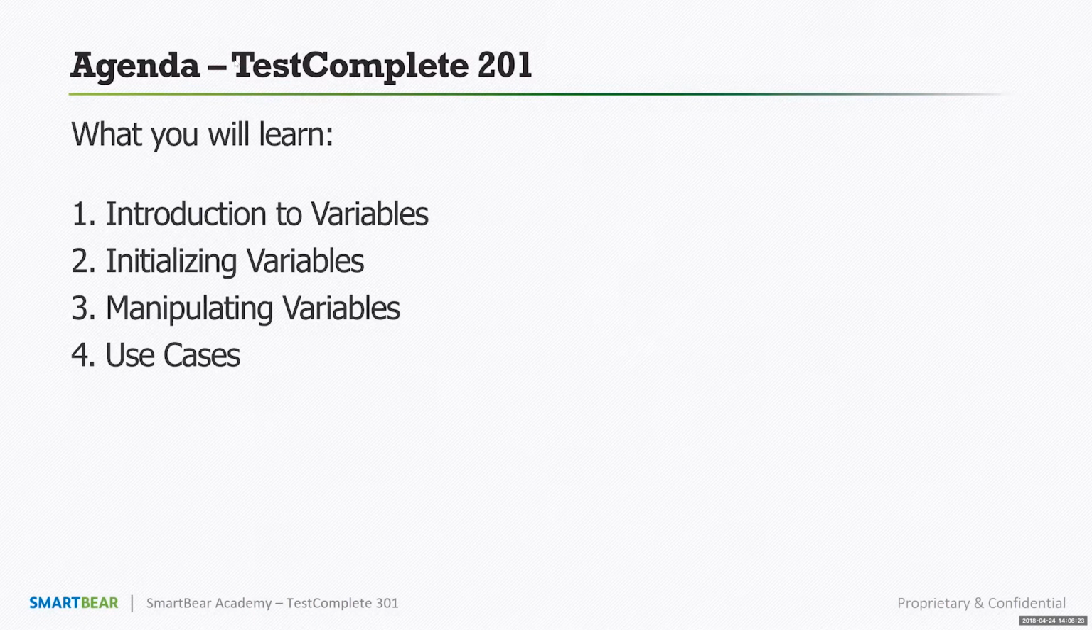So first, we're going to go into an introduction on what exactly a variable is. Some of you may already be aware, but we're going to talk about the specifics within TestComplete. Once we're done with that, we'll move into initializing variables, some of the details associated with that as well. Furthermore, the third topic will be manipulating variables. And then finally, we're going to wrap everything up with some of the use cases regarding variables within TestComplete.